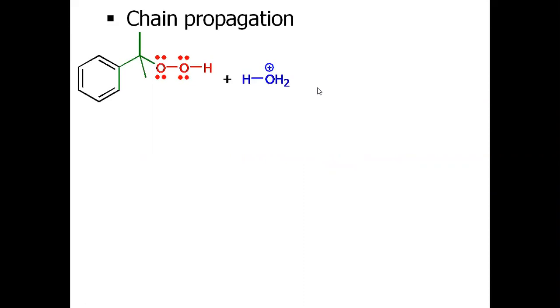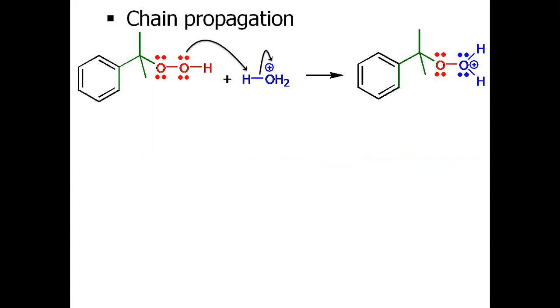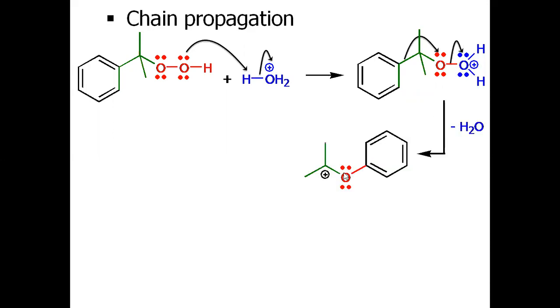Okay, next step we have the chain propagation step. In this step, this benzylic hydroperoxide is attacked by the hydronium ion, and we have a protonated benzylic hydroperoxide. Here 1,2 migration, or alkyl migration, takes place. This phenyl ring migrates towards this oxygen and this water molecule will eliminate. See here, in this case, we have this intermediate.